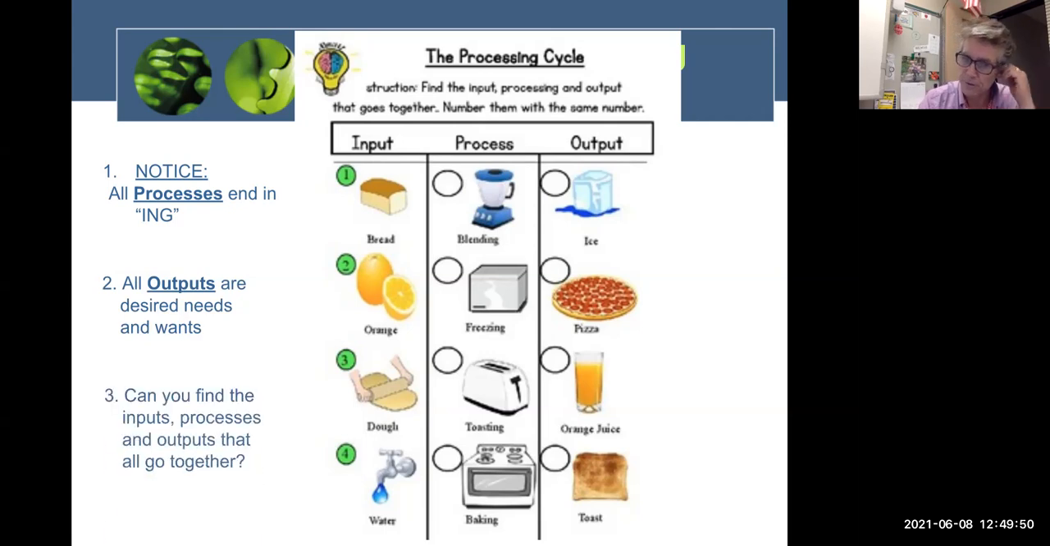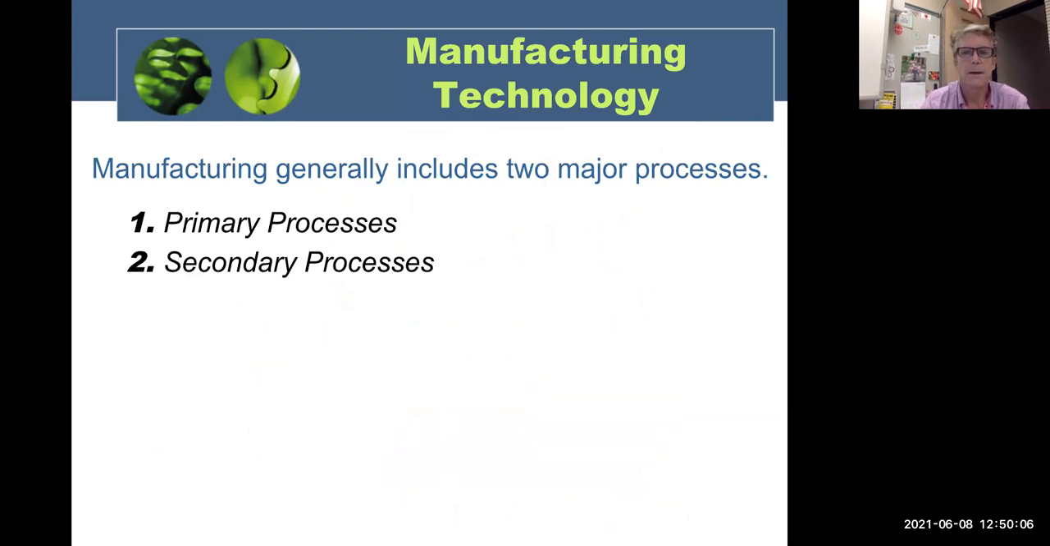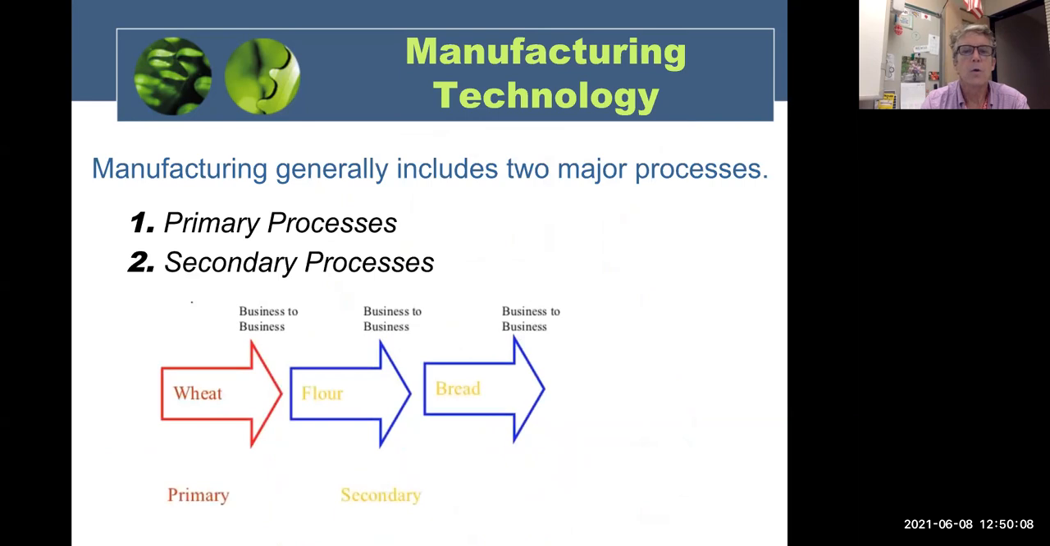Can you find the inputs and processes? Yes, you can. All right, manufacturing generally includes two processes, primary processes and secondary processes. In this example, wheat business is sold business to business. These are all being sold business to business.